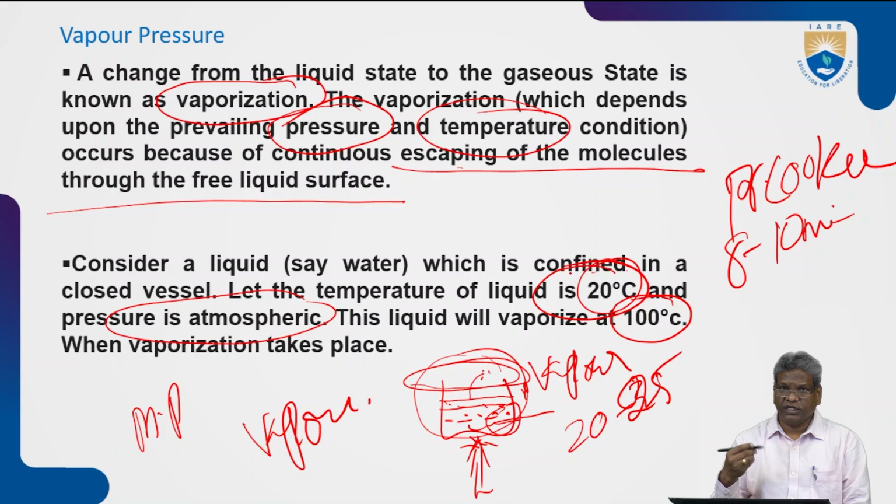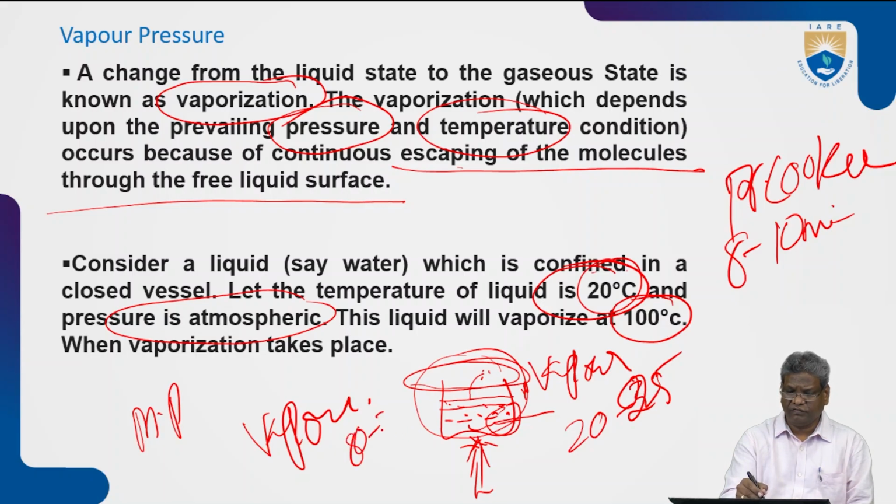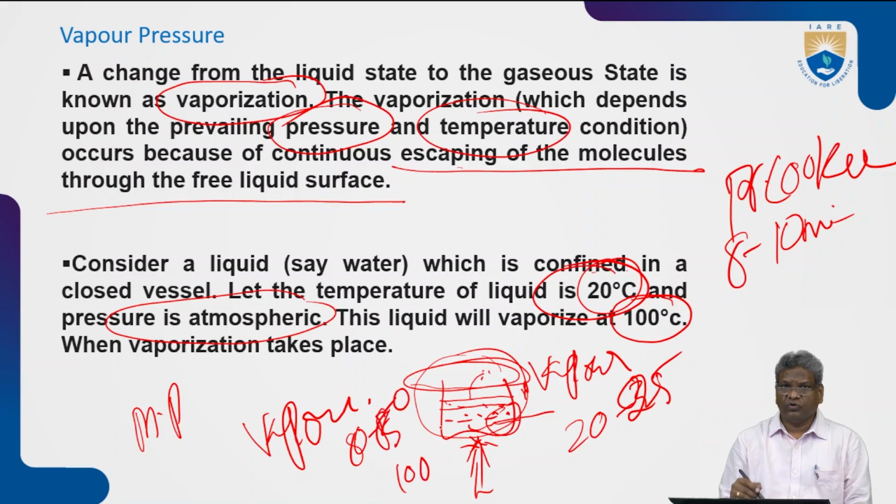If you are giving some heat, what will happen? It reaches 100 degrees centigrade and the vaporization will start from say 80 to 85 degrees centigrade. If it has reached 100 degrees, almost the liquid gets converted into vapor. Vaporization takes place.